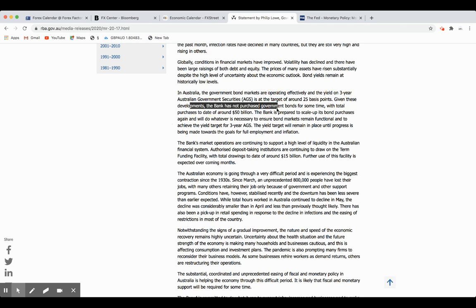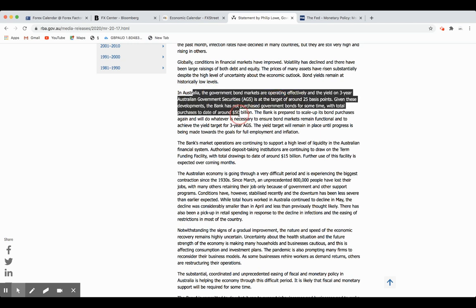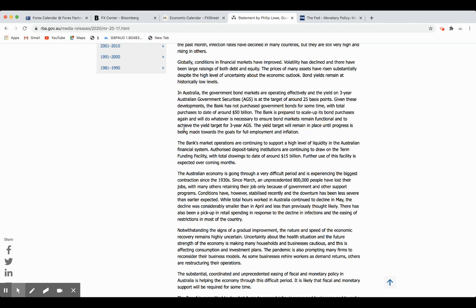Given these developments, the bank has not purchased government bonds for some time, with total purchases to date of around 50 billion. So this then leads on to the bank being prepared to scale up bond purchases again, do whatever is necessary to ensure bond markets remain functional and achieve the yield target. So this really shows that the Reserve Bank of Australia is prepared to continue pushing money into the economy to stabilize the currency, okay, to stabilize bonds.